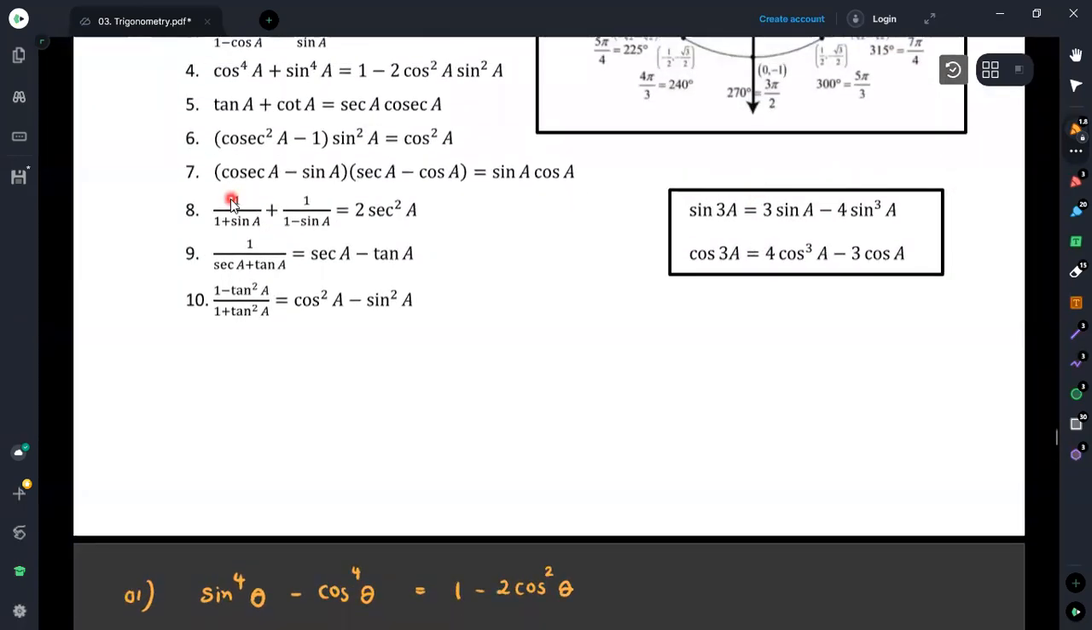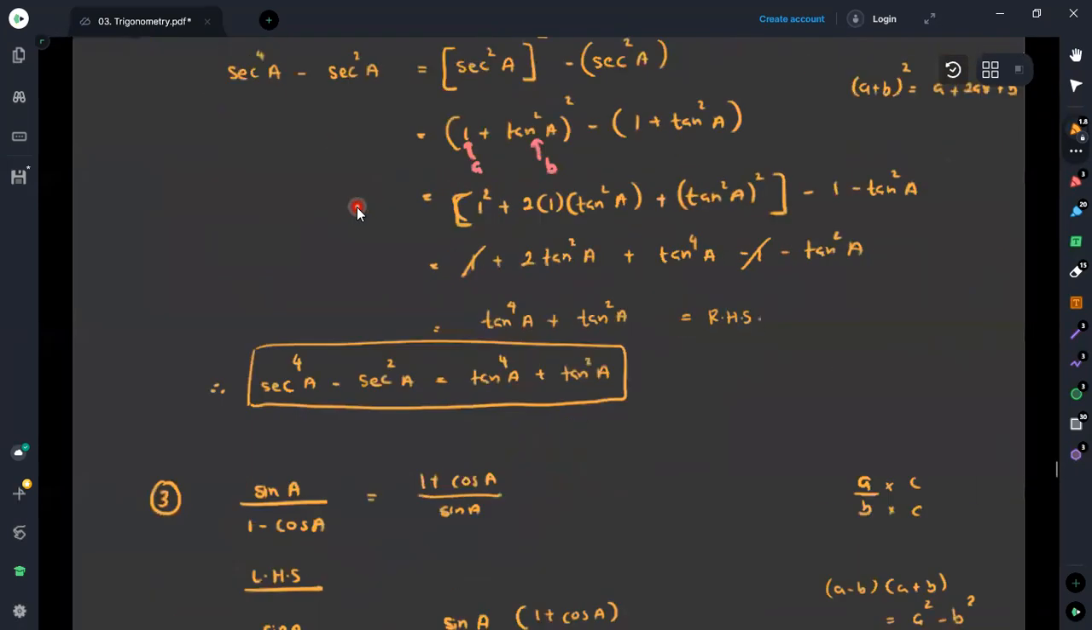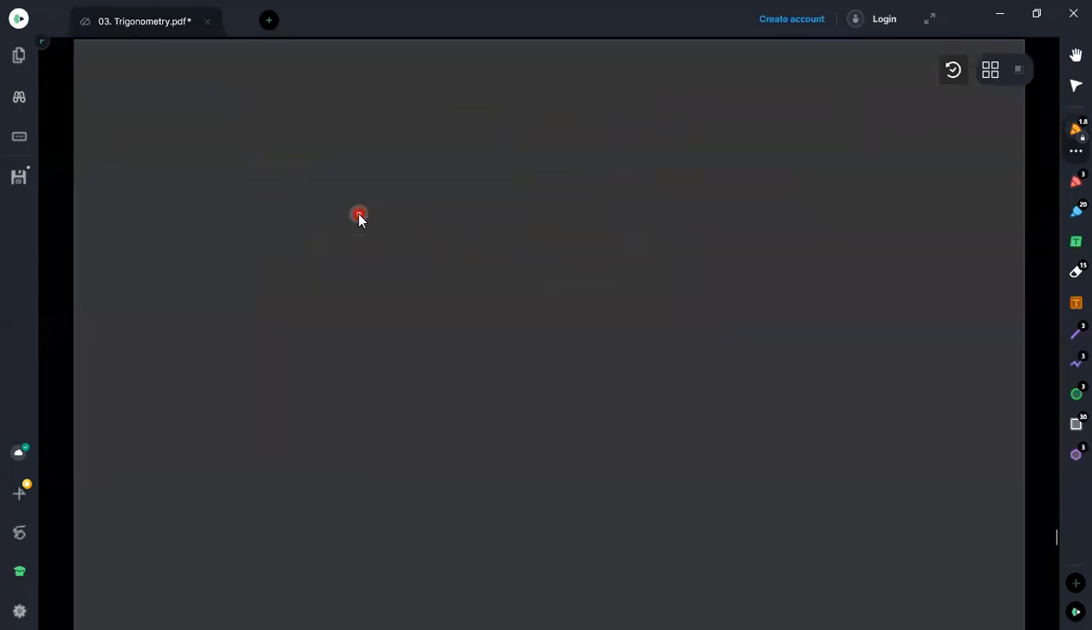The seventh one says that we have to prove that cosec A minus sine A times sec A minus cos A equals sine A times cosine A. If you have a look at the seventh one, it is given as cosec A minus sine A times sec A minus cos A is equal to sine A times cosine A.